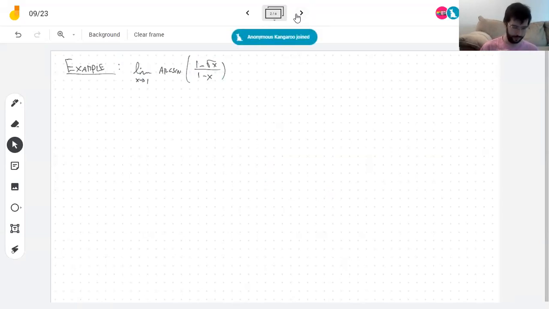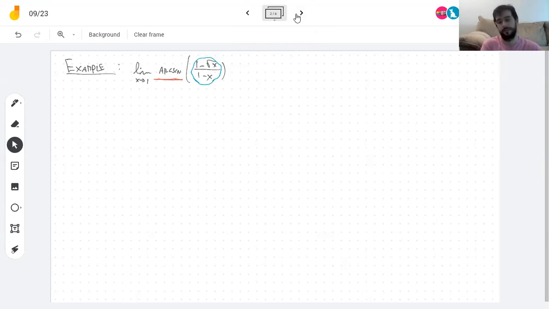So we have a composition of two things. On the inside, we have a function that is not going to be continuous, because I definitely cannot plug x equals 1 in there. And on the outside, I have a function that is continuous. It's continuous as long as this is in the domain, which, if it isn't, then this is not even going to make sense.